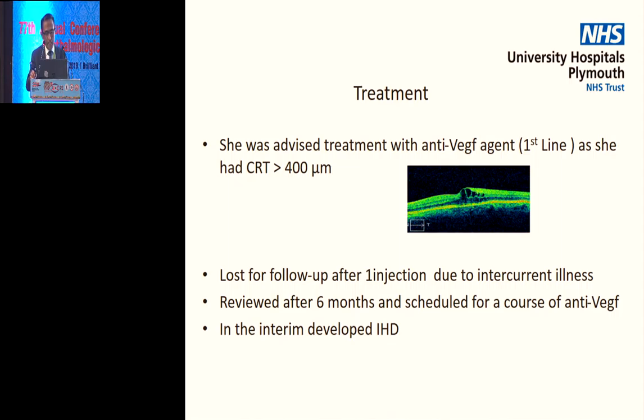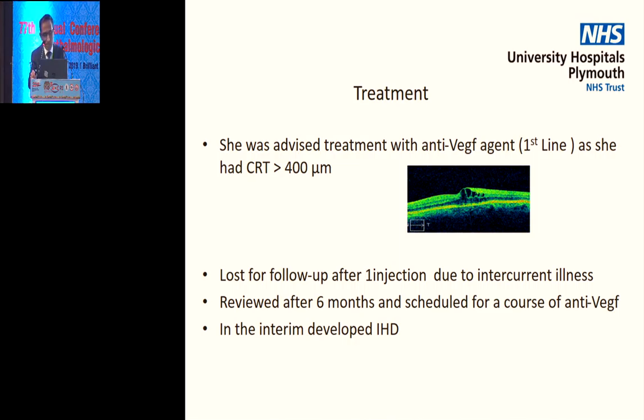So we did an OCT scan, and the OCT scan showed central retinal thickness was greater than 400. So she was eligible for treatment with an anti-VEGF agent, because in England, the National Health Service, people are eligible for treatment only if their central retinal thickness is greater than 400. She had the first injection. After that, she was lost to follow-up due to intercurrent illness. And then she was reviewed after 6 months and scheduled to have a second course of anti-VEGF agent.